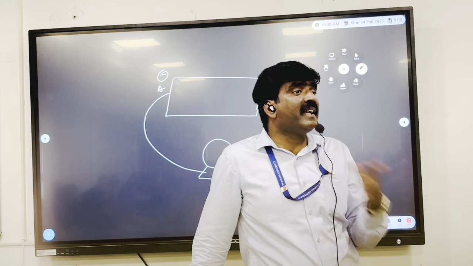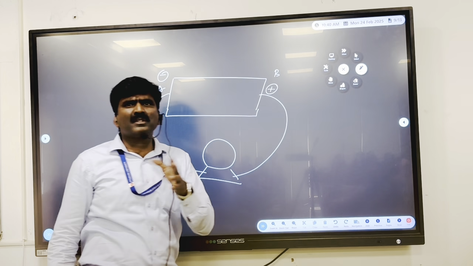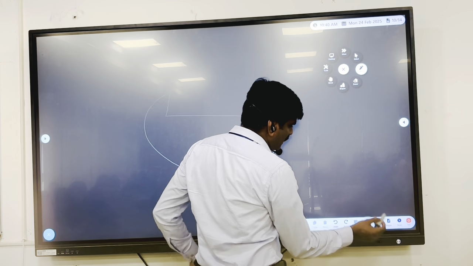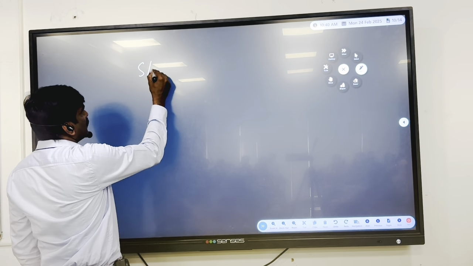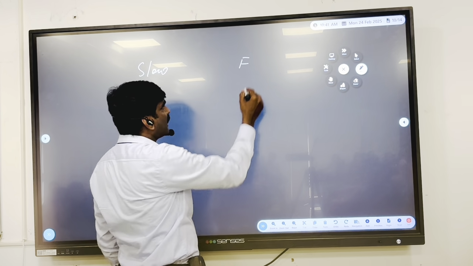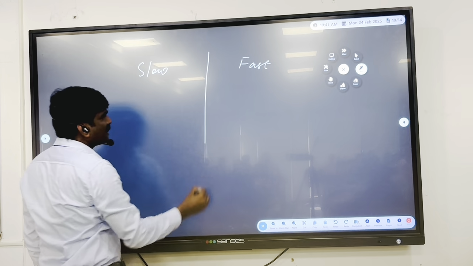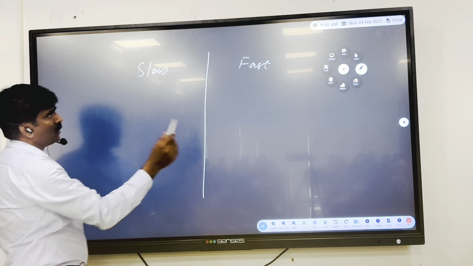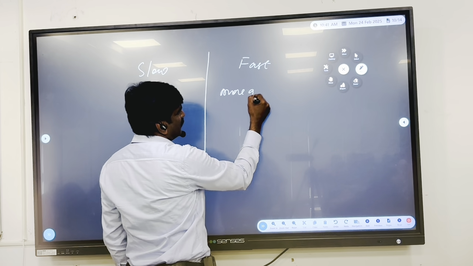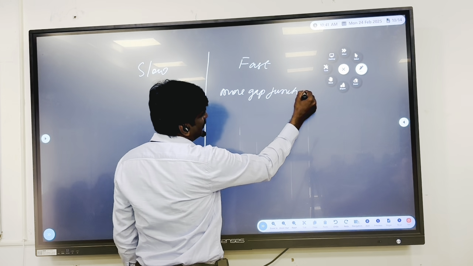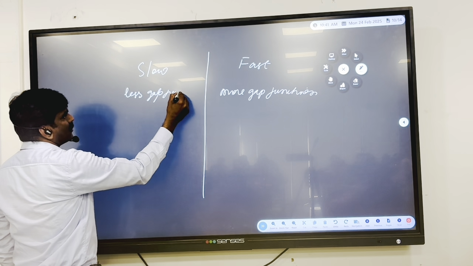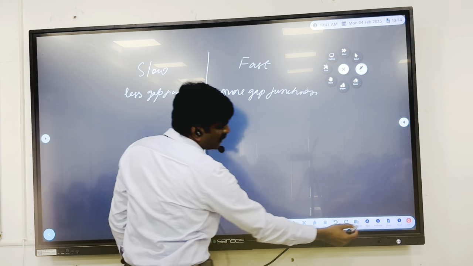So what is the difference? Why does it conduct fast? There are 5 to 6 reasons why a cell conducts fast. So I will show the difference first, then we will discuss. Slow and fast. Some cells conduct the current slow, some cells conduct fast. So what are the reasons? It has more gap junctions, and this has less gap junctions, right? What is more gap junction, less gap junction?